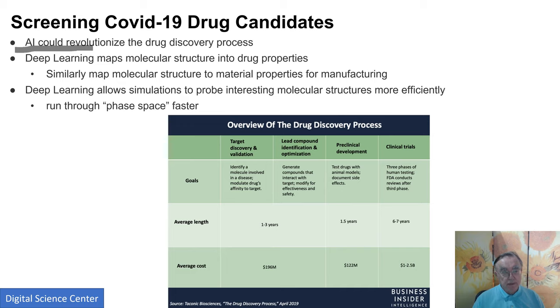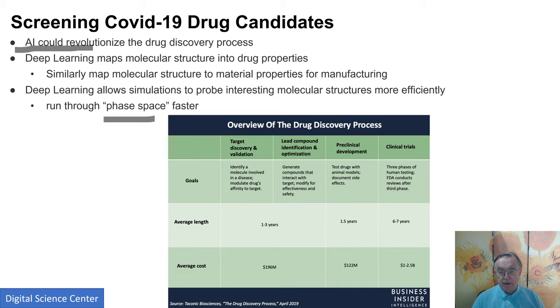The work we'll describe shows how deep learning can map molecular structure into drug properties. It also maps molecular structure to material properties, and it's having a huge impact on manufacturing for that reason. And deep learning allows simulations to probe molecular structures more efficiently. We have all these 10 to the 23 particles running around in a mole, which means the molecular structure is very, very rich. There's a large phase space, in the physics language I like. So this makes everything very, very complicated.